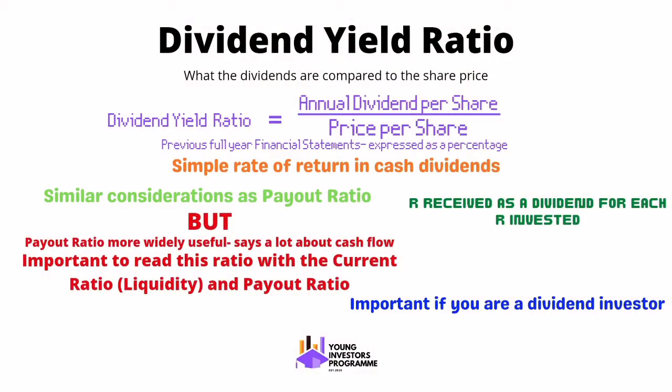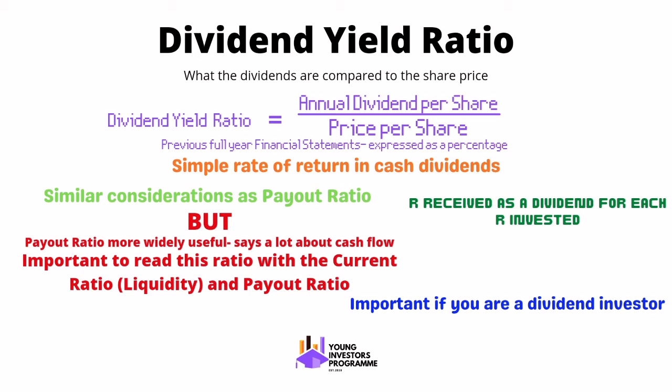So then we have the dividend yield ratio, which is what the dividends are compared to the share price. This is different because it's more about the share price and less about the earnings. The formula for this would be annual dividend per share divided by price per share. You'd use the previous full year financial statements to calculate this. It's expressed as a percentage. Basically, this is the simple rate of return in cash dividends.